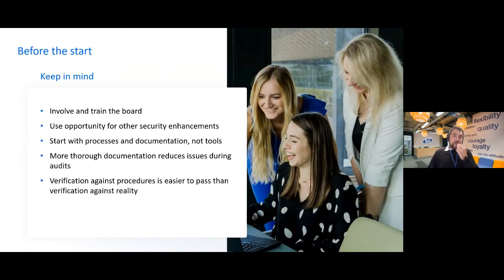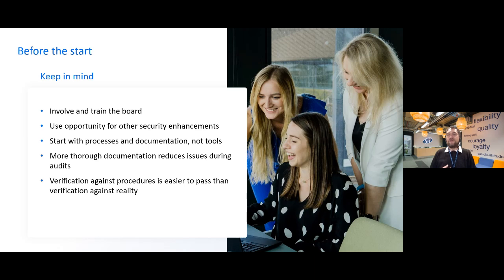There are a few things worth remembering when we think about implementing regulatory requirements, and especially NIS 2. First of all, remember to involve the board or the higher management. It is required by the directive that the board needs to be trained. They need to have security training related to risk management and incident response. Of course, it doesn't need to be super technical, but you need to be able to prove that it took place.